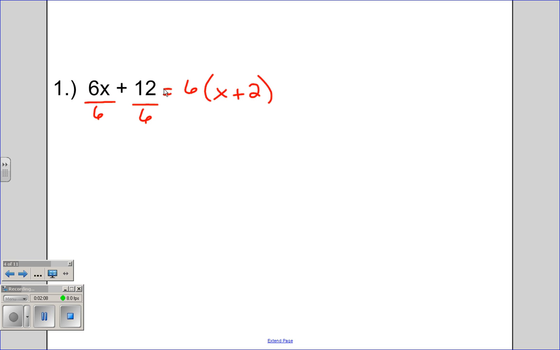Now you can check to make sure you're right by multiplying the 6 through. So to check it, you're going to take the 6, multiply it by the x, and you get 6x. Then you're going to take the 6, multiply it by the 2, and you get 12. That is what we started with.